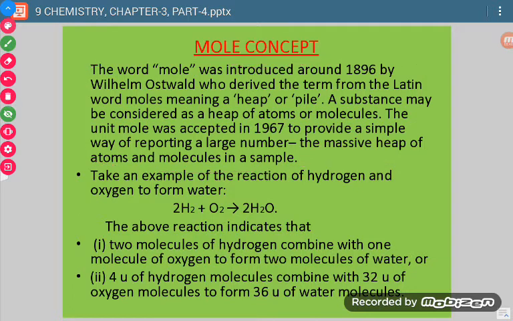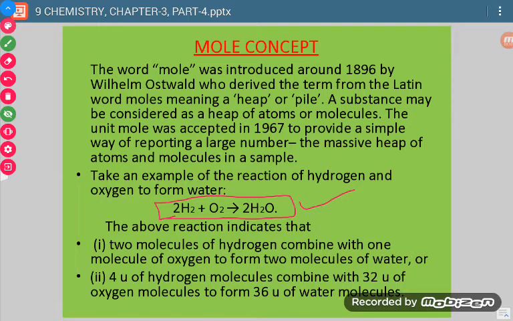See, let us study it with the help of an example. Now see, if we take the reaction of formation of water, then the balanced equation is 2H2 plus O2 gives 2H2O. Okay, now from this balanced equation, what can we say? We can define this equation in two ways.